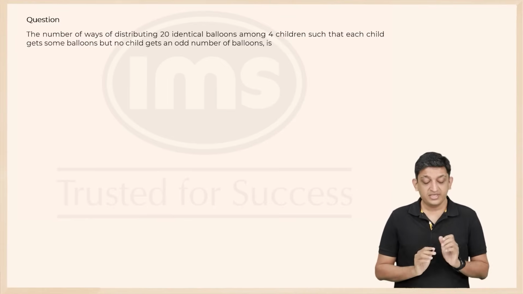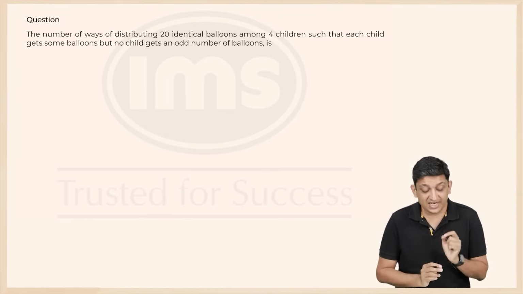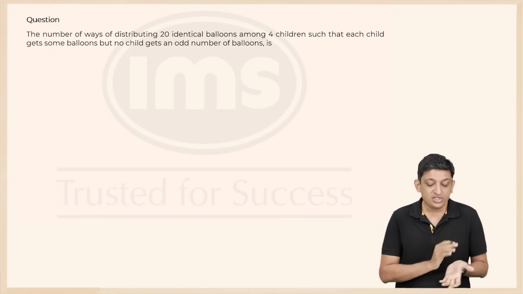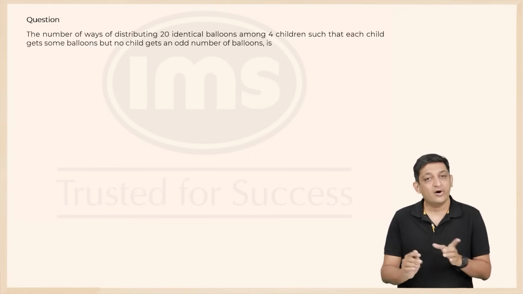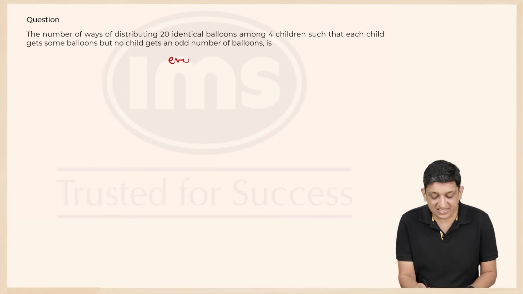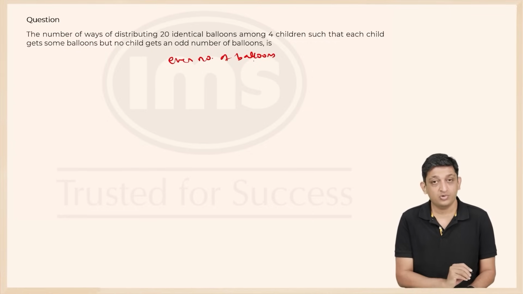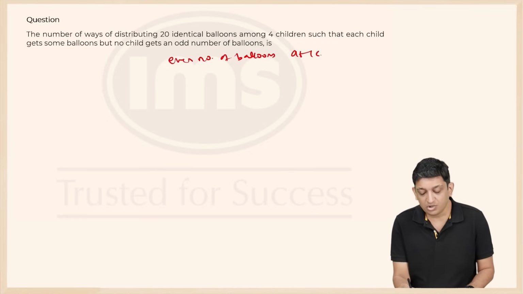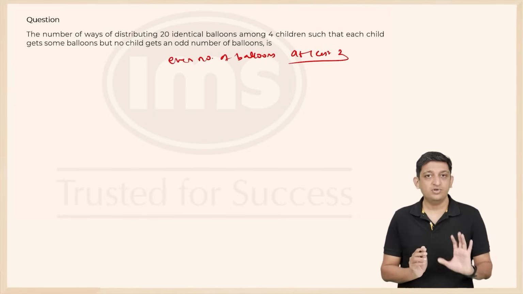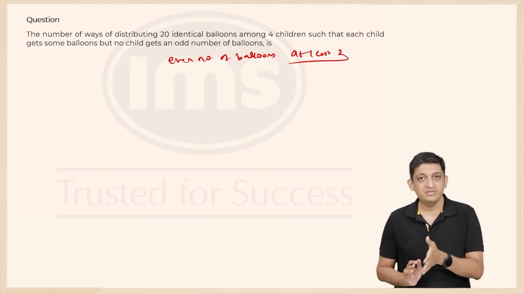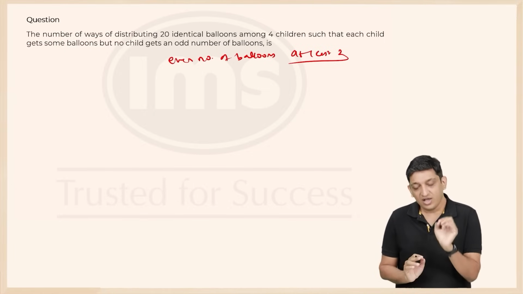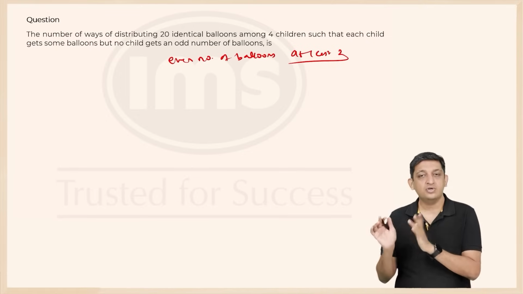In this question, we have to distribute 20 identical balloons among 4 children, such that each child gets some balloons, but no child gets an odd number of balloons. Or in other words, each child gets an even number of balloons, right? So that is basically what has been told to us, and at least 2 balloons, because 0 is not permissible, 1 is not permissible because 1 is an odd number. So every child needs to get at least 2 balloons.